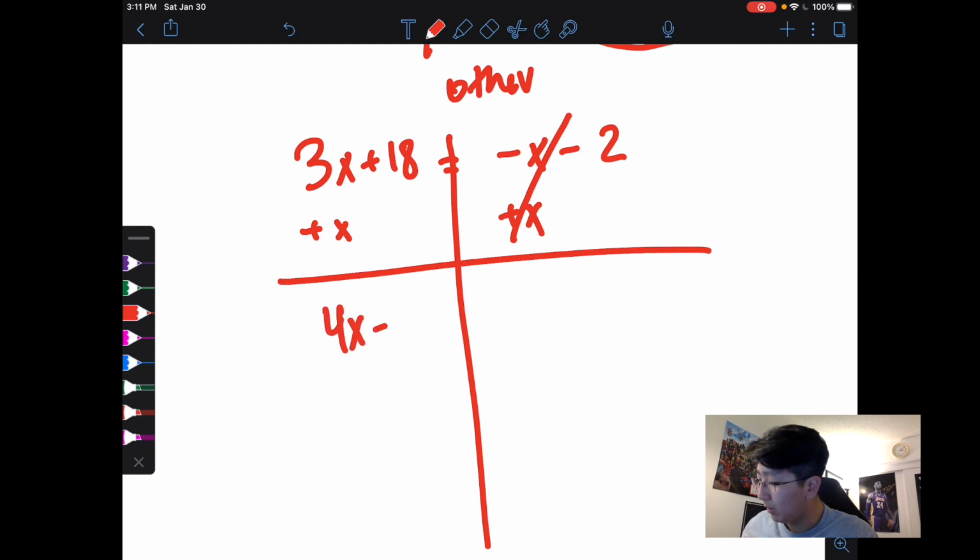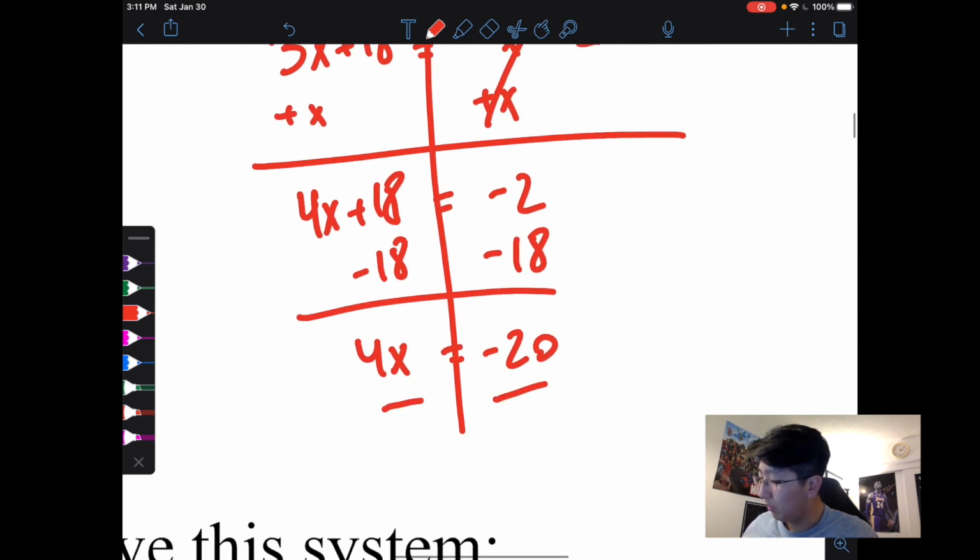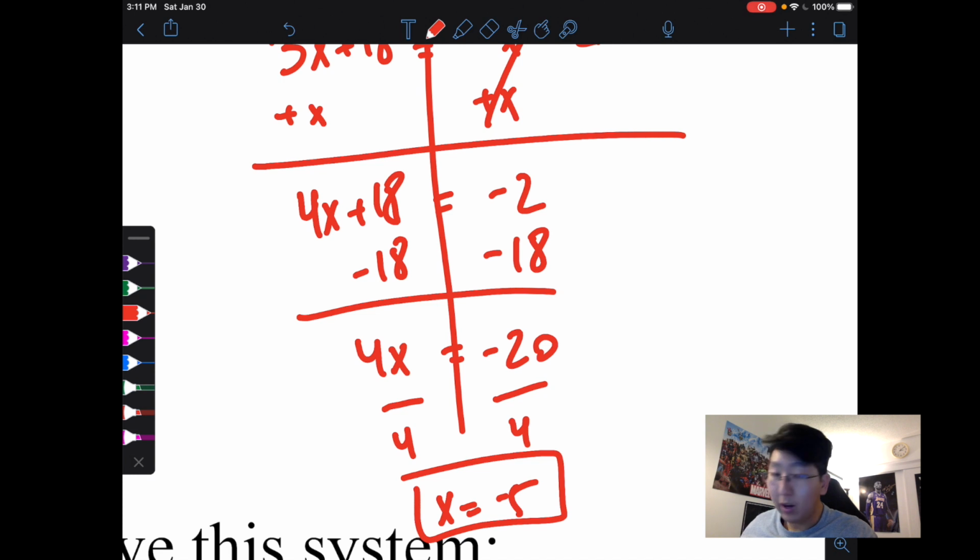I get 4x plus 18 equals negative 2. Now I have to get the units on the other side, so I'm going to subtract 18. 4x equals negative 20. Last step is divide by the coefficient, which is 4. X equals negative 5. All right.